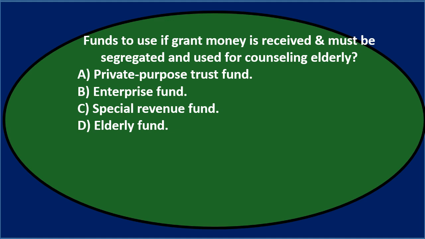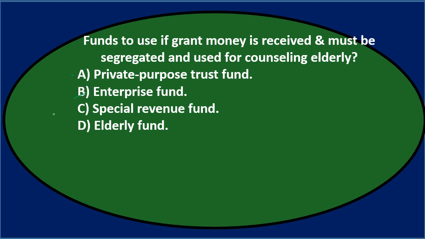So we have a specific purpose. Either A, private purpose trust fund, B, enterprise fund, C, special revenue fund, or D, elderly fund. Let's go through this again using the process of elimination. Funds to use if grant money is received and must be segregated and used for counseling elderly. A, private purpose trust fund. I'll keep that for now. And B says the enterprise fund. That's one of the proprietary type funds that we use if there's usually kind of like a customer type situation. Doesn't sound like that's the one here.